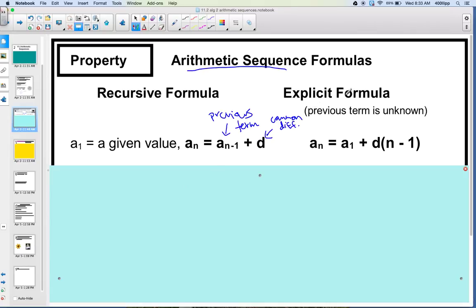Your explicit formula is going to be based on a sub 1, which is always your first term. D is your common difference.